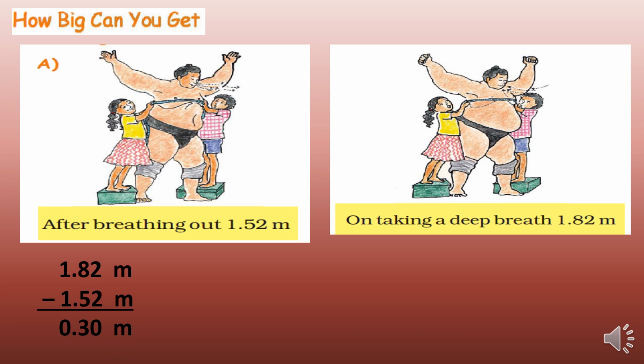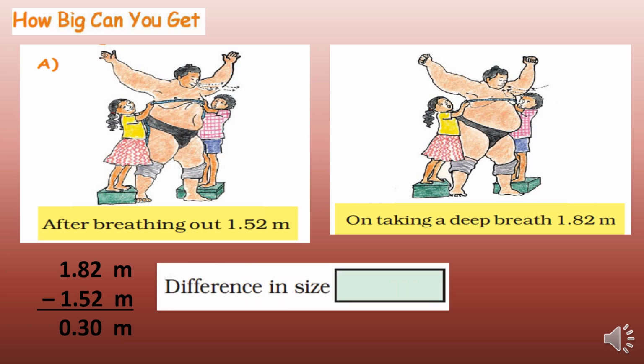So the difference is 1.82 meters minus 1.52 meters, that is equal to 0.30 meters. So this sumo pahalwan can get bigger by 0.30 meters. So the difference in size is 0.30.